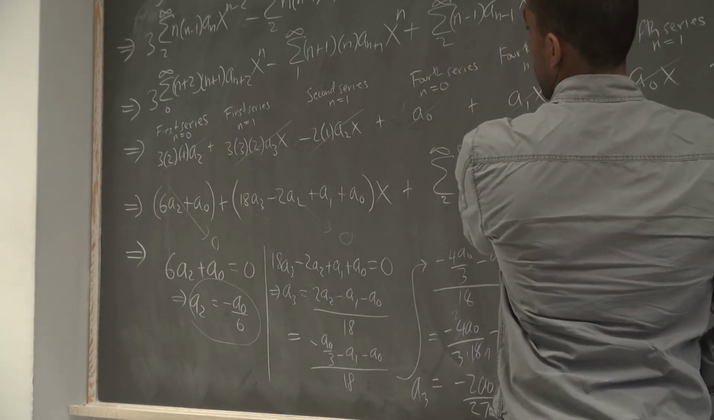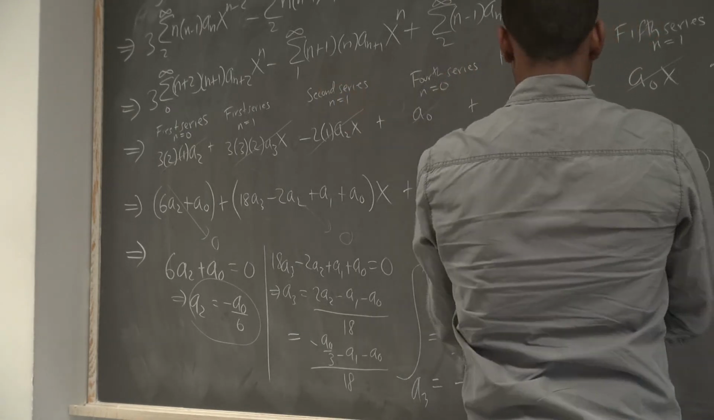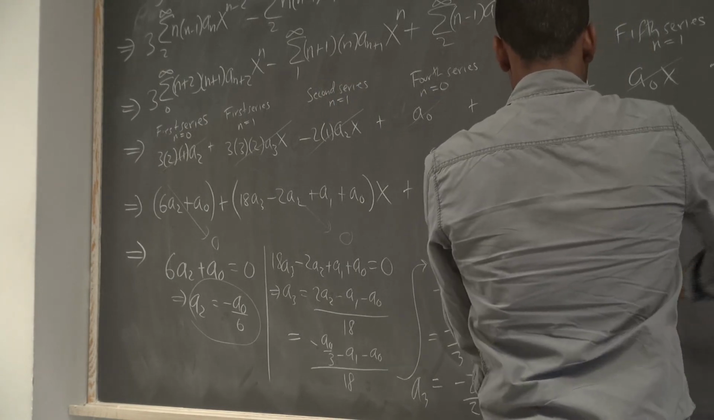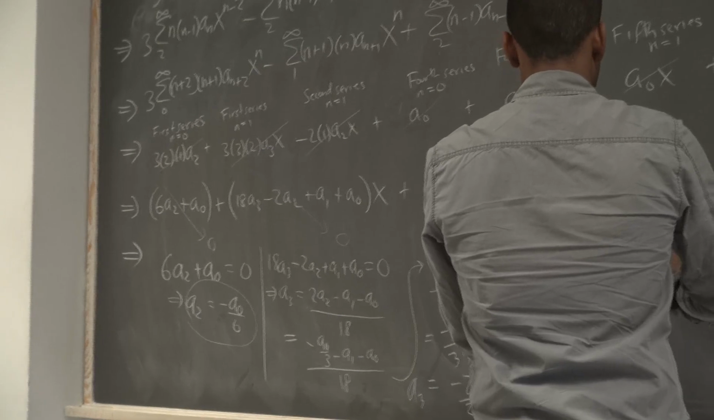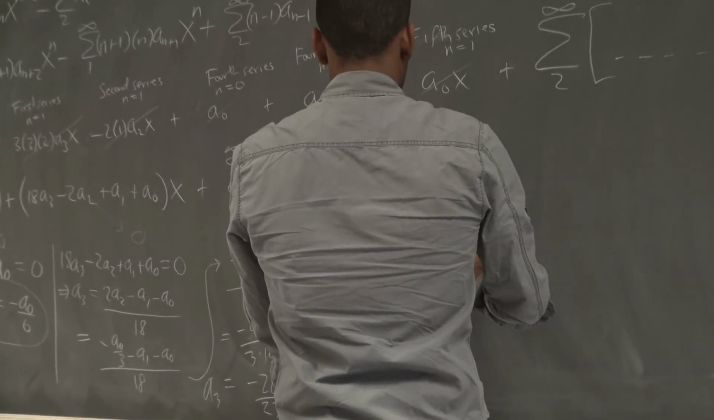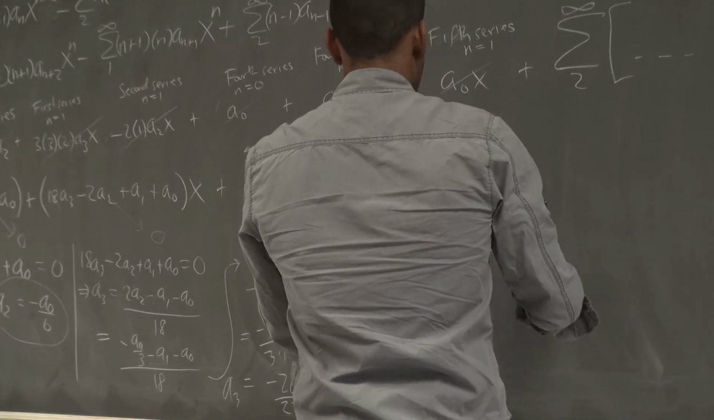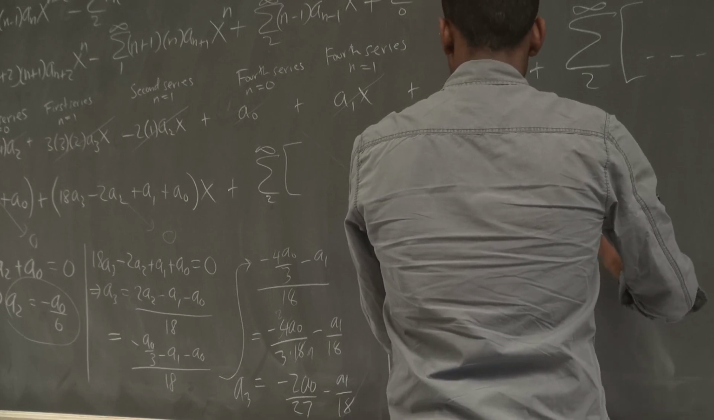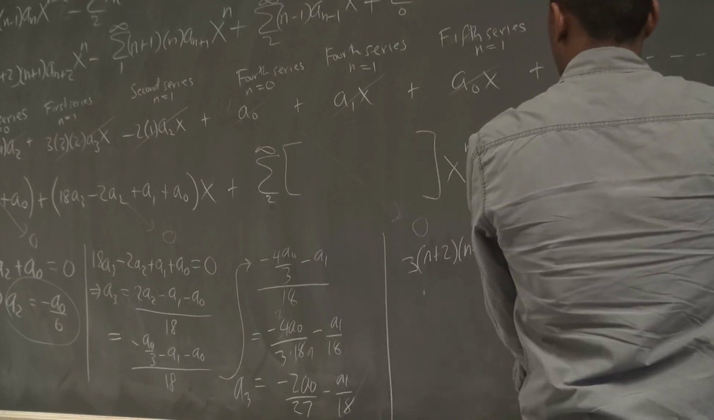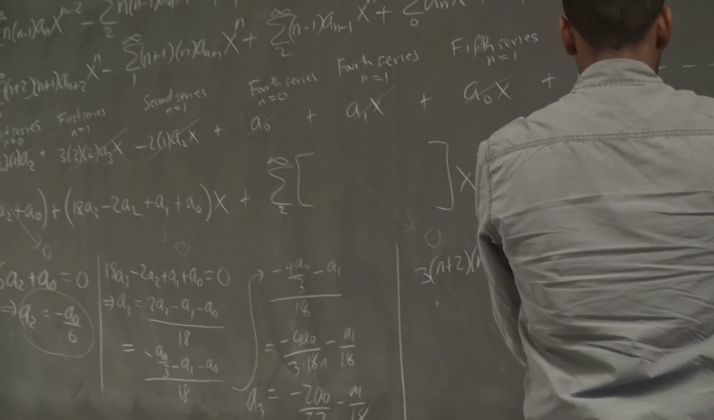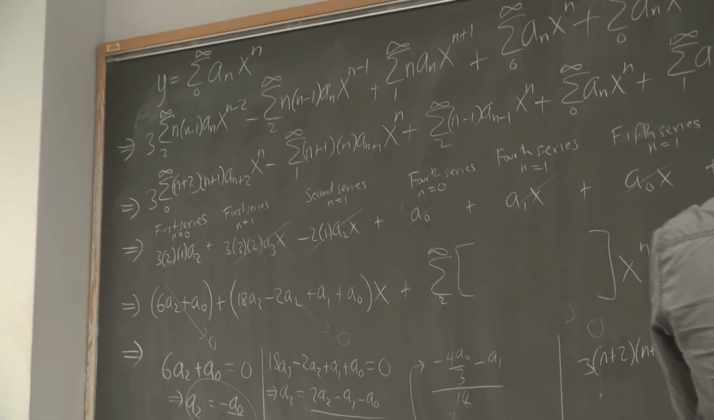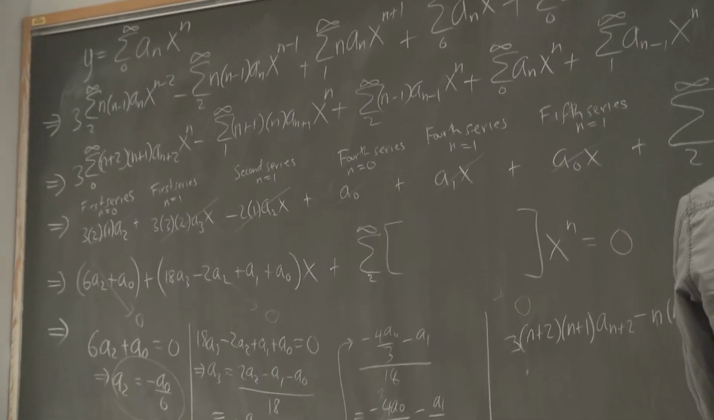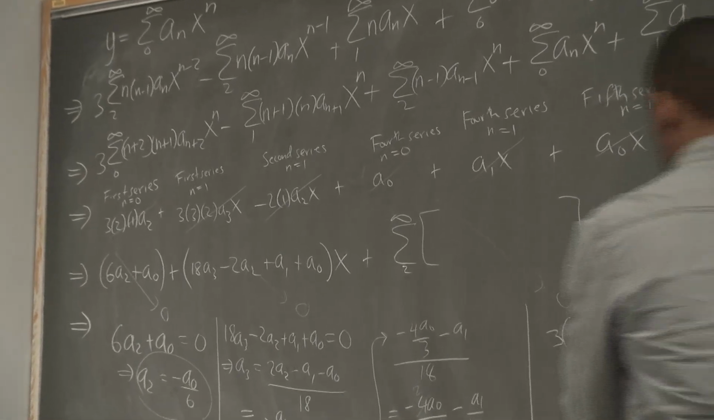Setting this equal to 0 will actually give me the recurrence relation. I'm just going to plug in all these guys. So I have 3 n plus 2 n plus 1 a n plus 2 minus n plus 1 a n plus 1 plus n minus 1 a n minus 1 plus a n plus a n minus 1 equals 0.